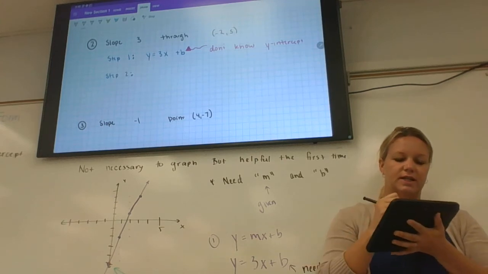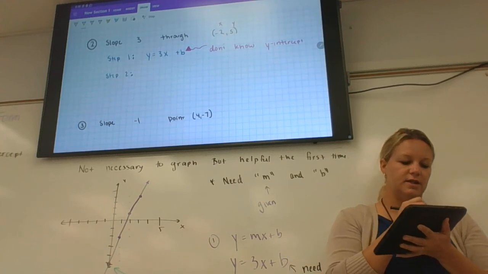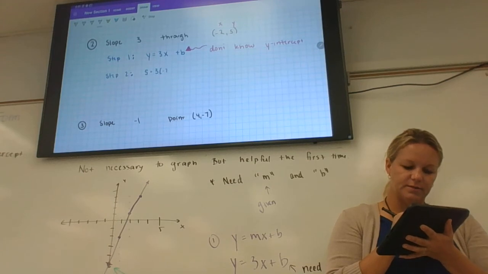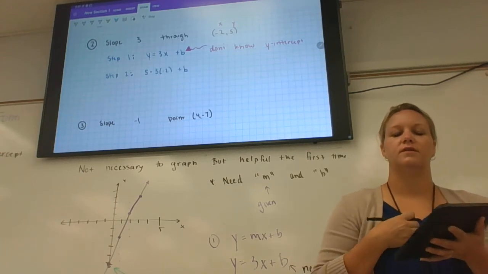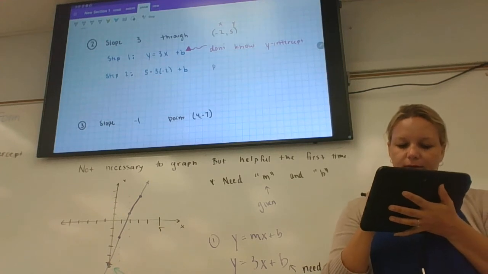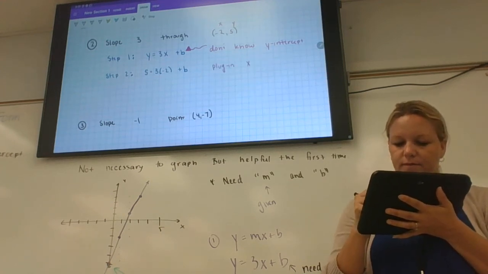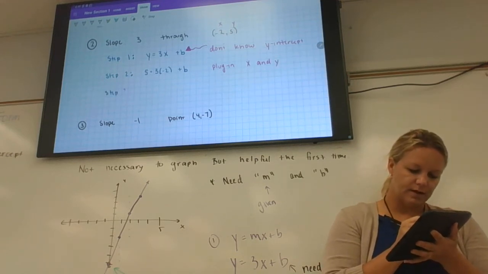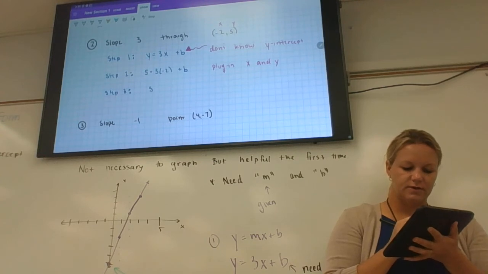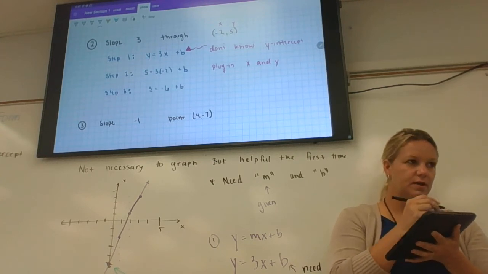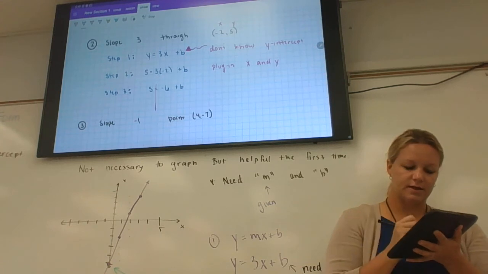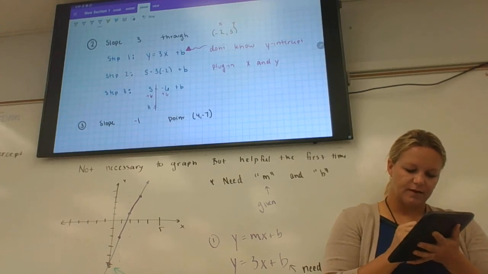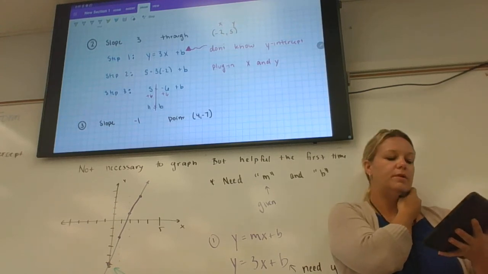Step 2, I'm going to plug the given x and y into the equation. So 5 equals 3 times negative 2 plus b. And then I'm going to go ahead and solve. So 5 is negative 6 plus b. Put your little line in. Add 6, add 6. We found b using the ordered pair.